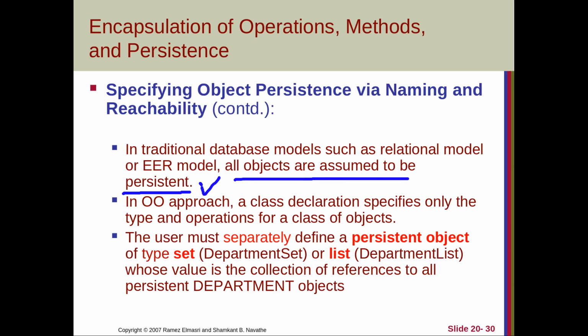So all the objects, because we know some of the relational model supports object orientation also. There we are considering all the objects that are created as persistent. But in the case of the object-oriented approach, a class declaration specifies only the type and operations for a class of objects. In the recent definition that we created in our previous example, where define class employee was created, we are specifying only the different types and the operations present for a class of objects.